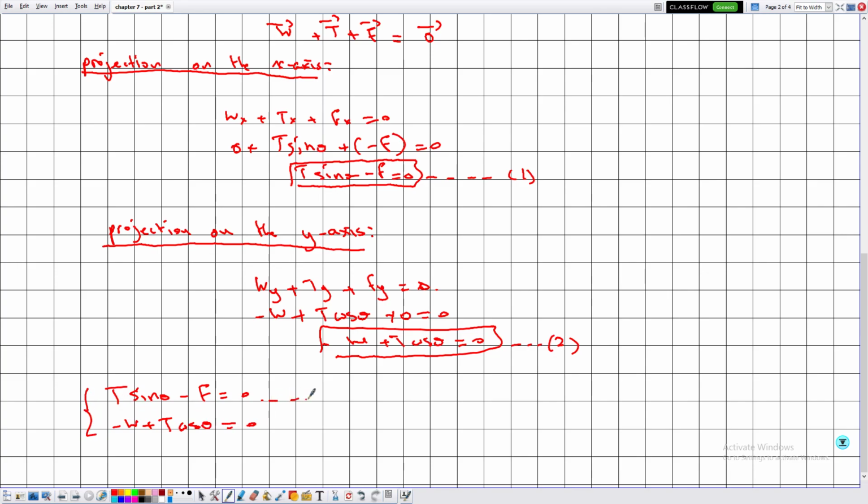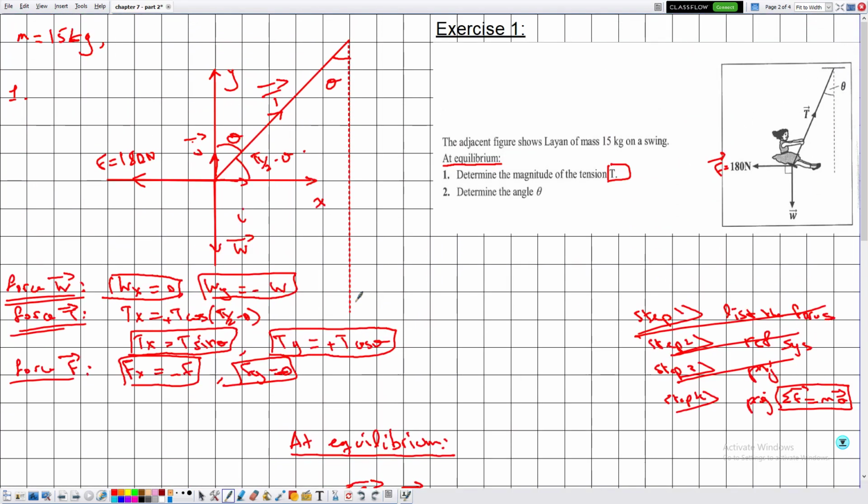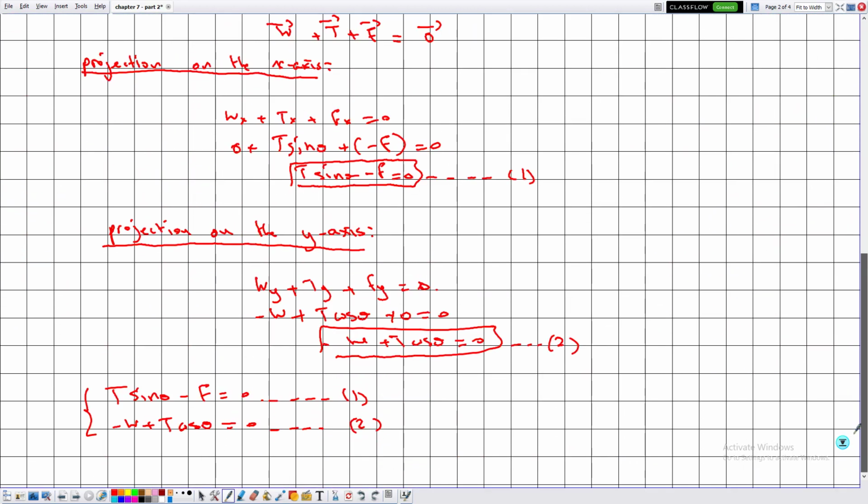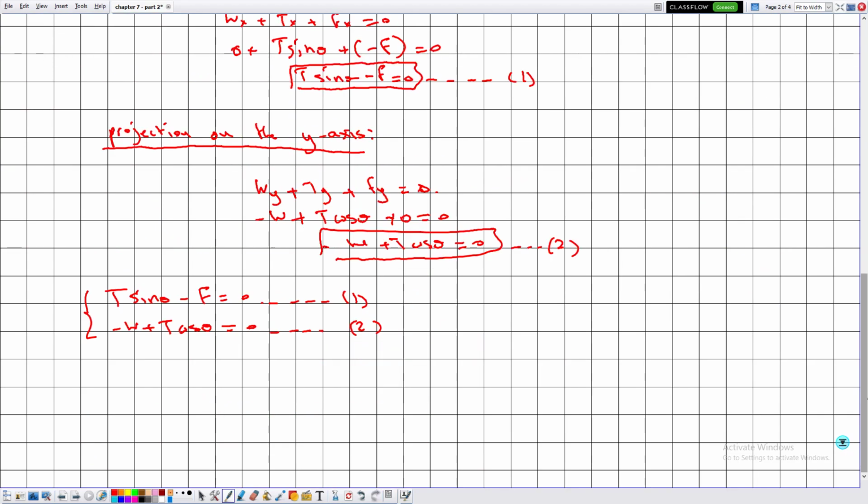That are given by equations 1 and 2. Notice that in number 1 they are telling me to determine the magnitude of the tension T. So this is for part 1. Now we need to refer to part 1. We need to refer to these two equations in order to solve for T.